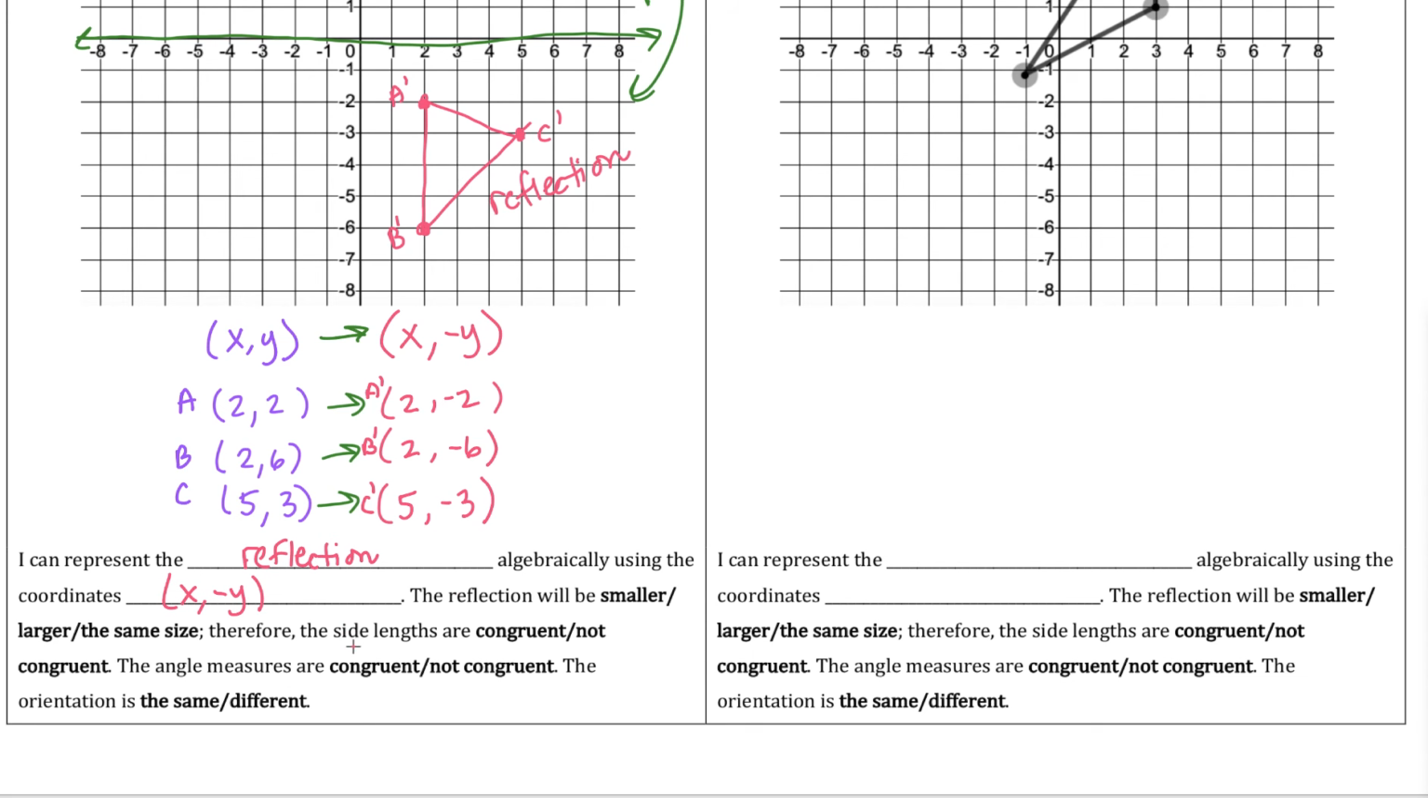Now when we flip it, the reflection is going to be the same size. That means the lengths are the same size, they're congruent. The angles are the same size, they're congruent. But now we're looking at the back. So this is the one where the orientation is different.